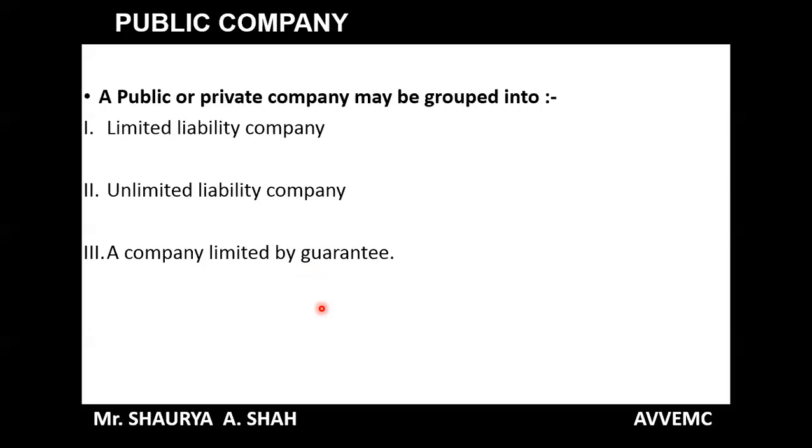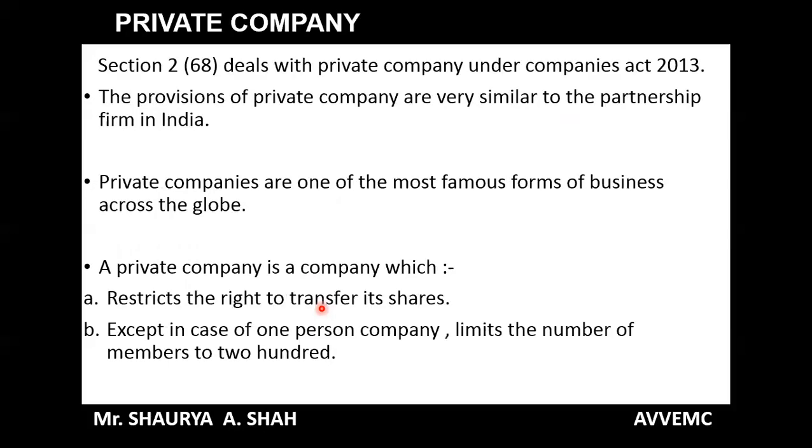Now moving on to the next part, students, which is your private company, the last concept under this chapter. What do you mean by private company? It is exactly the opposite of your public limited company. We saw the definition of public limited, that is, it is not a private company. So what is a private company? Under section 2(68), you need to understand, section 2(68) deals with private company under the Companies Act 2013.